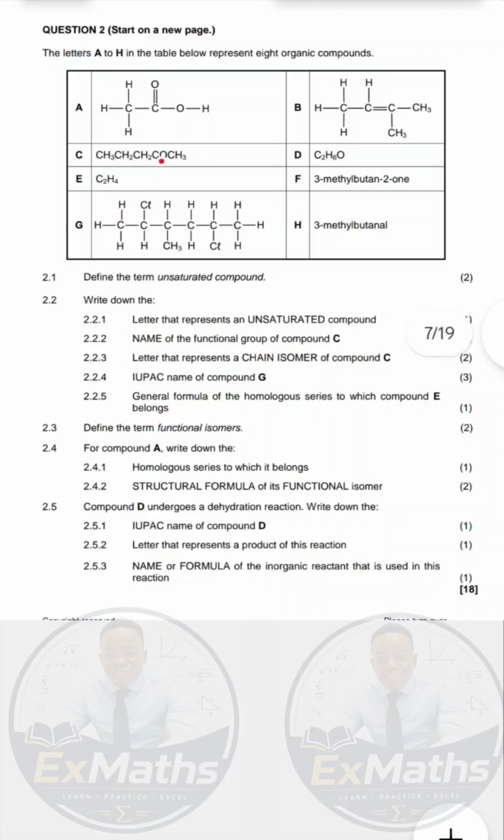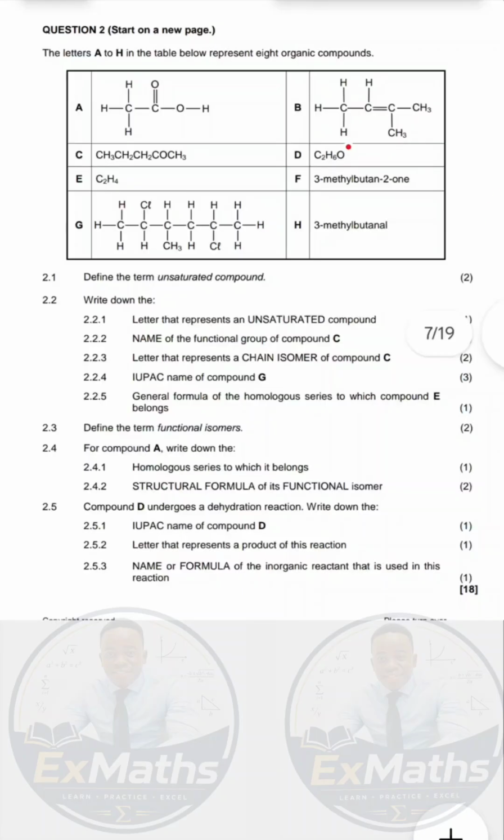We go to C, we have this part, C=O. So this means we have a double bond here and attached to carbon on the left and right. So this is a carbonyl group. So this is a ketone here. Then D, C2H6O. This is just a molecular formula. We don't know the correct arrangement of these atoms.